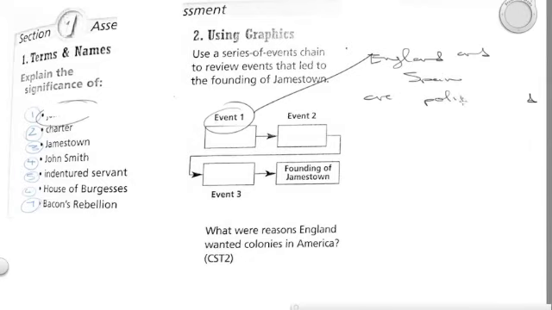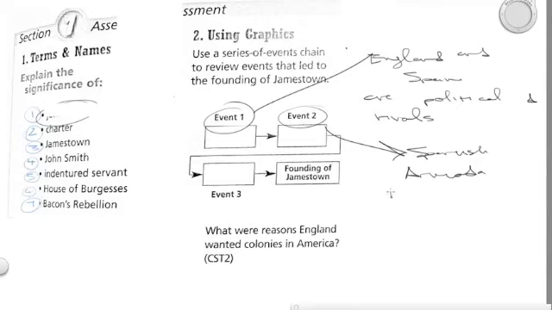And in Event 2, we learn in the last chapter that the Spanish Armada is defeated by the English. Sir Francis Drake becoming very famous for this defeat. So Spanish Armada is defeated in 1588.